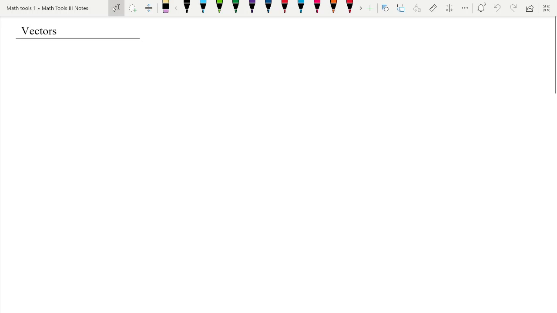So now we want to start talking about vectors, which is what we're going to really focus on the first few days. So we'll start with just looking at them in 2 dimensions, but then we can expand that out to 3 dimensions as well.